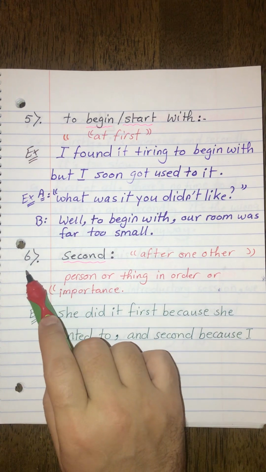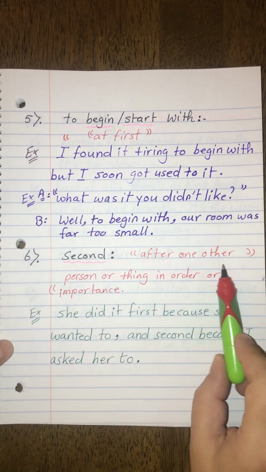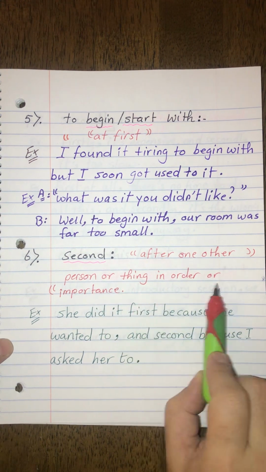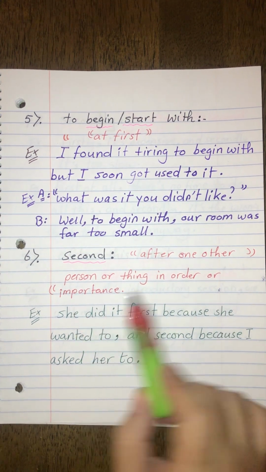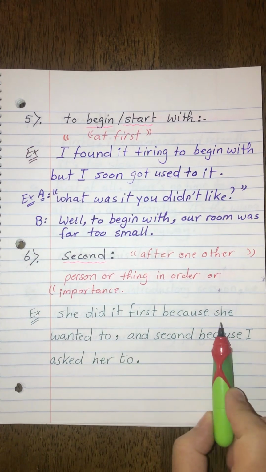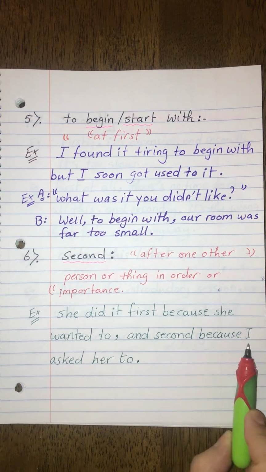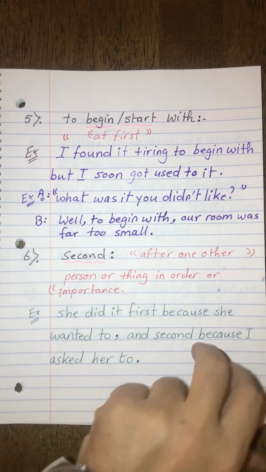Number 6, second, after one other person or thing in order or importance. For example, she did it first because she wanted to, and second because I asked her to.